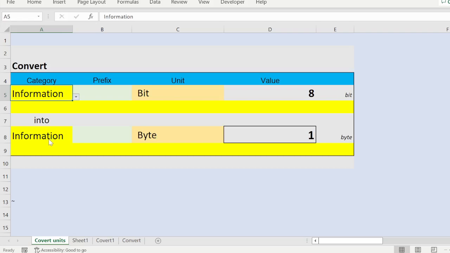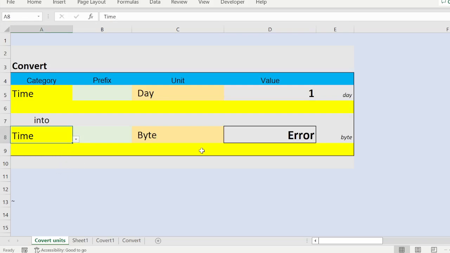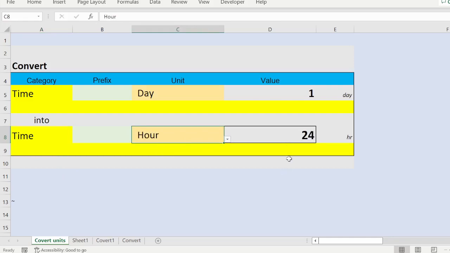For example, time, it's an interesting one. We always ask how many days. I have 1 day. How many hours is 1 day? Okay, 24 hours. So there are multiple categories built into this worksheet, so that from here you can convert any unit to any unit. This one worksheet will help you to keep it and convert.